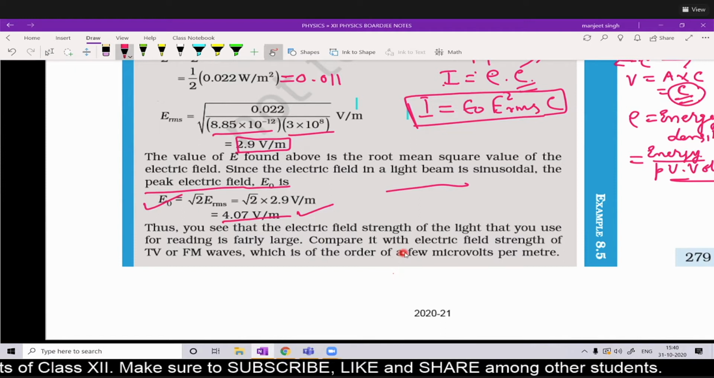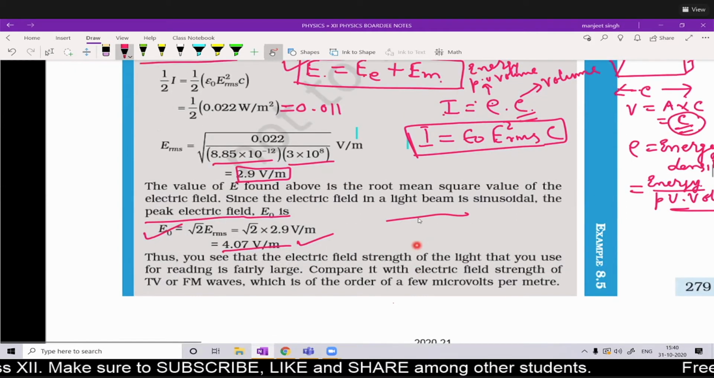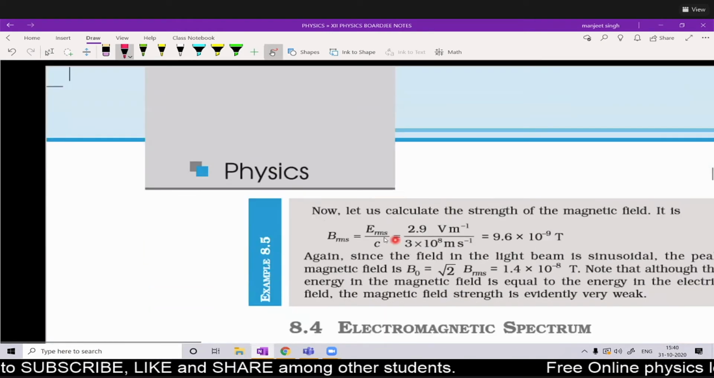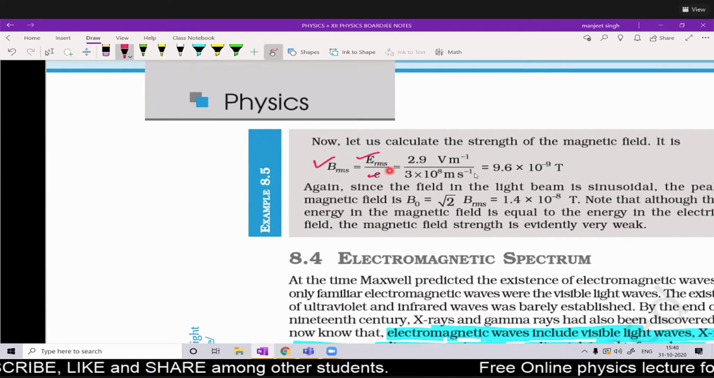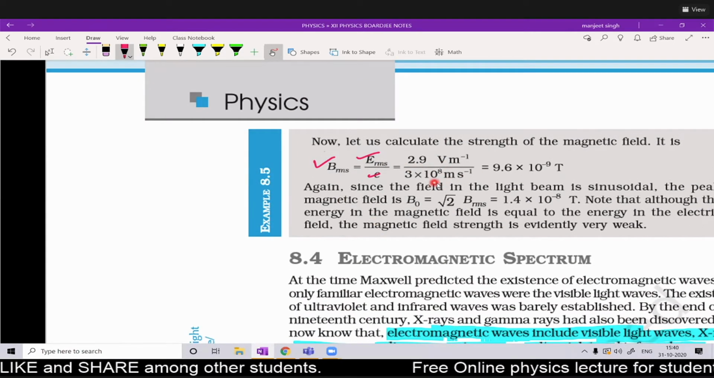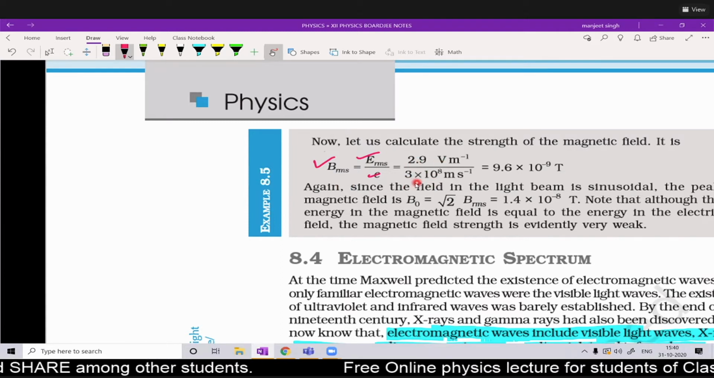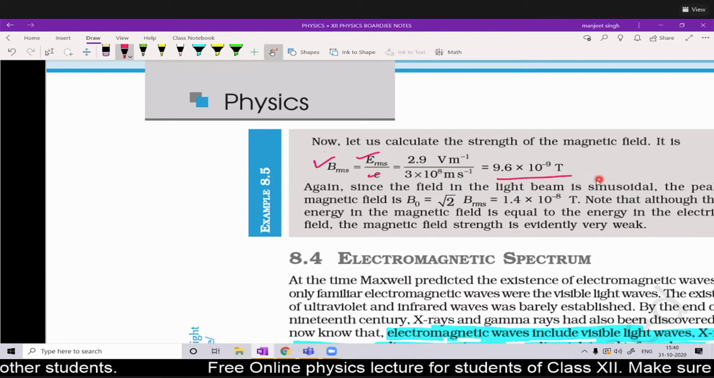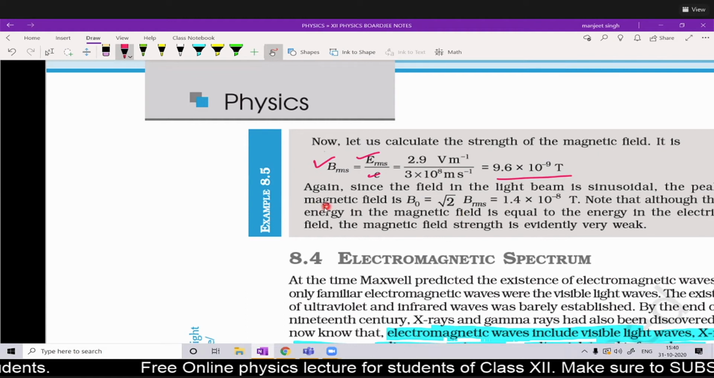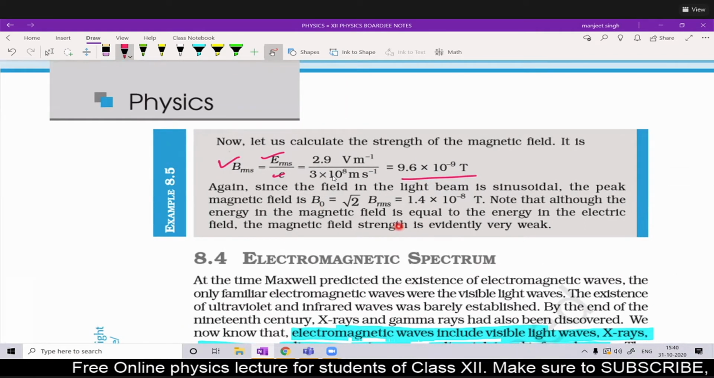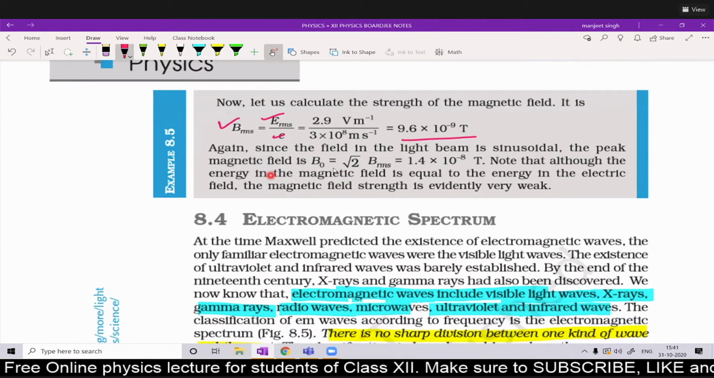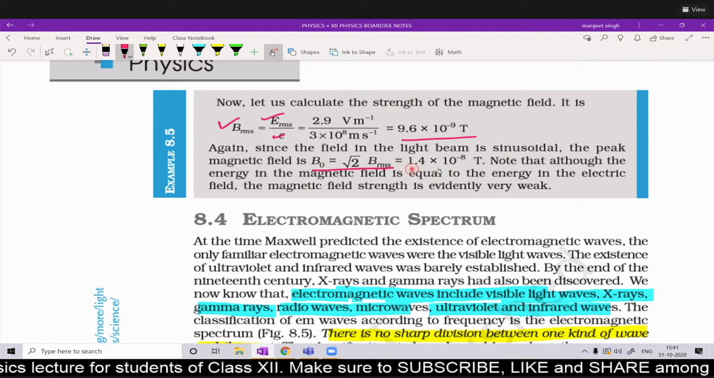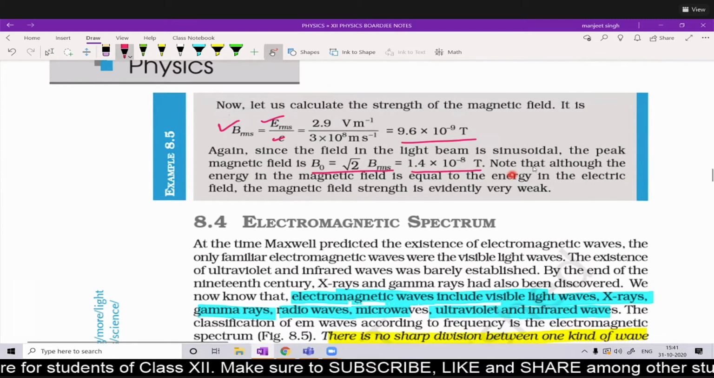Right? Now if you know the electric field, and the question is also asking for the magnetic field, what is the relation between electric and magnetic field? BRMS is equal to ERMS upon C. ERMS we have already calculated, 2.9. So BRMS is equal to 2.9 divided by 3 into 10 power 8 meter per second. So that is 9.6 into 10 to the power minus 9 Tesla. That is BRMS. Again, if we want to calculate the peak magnetic field B0, B0 is root 2 times BRMS. So that comes out to be 1.4 into 10 power minus 8 Tesla.